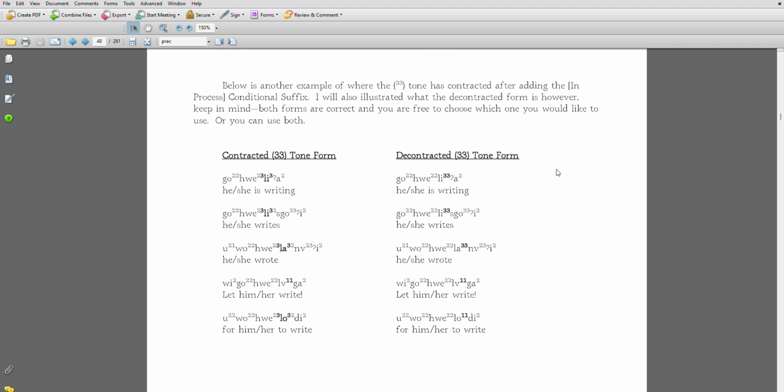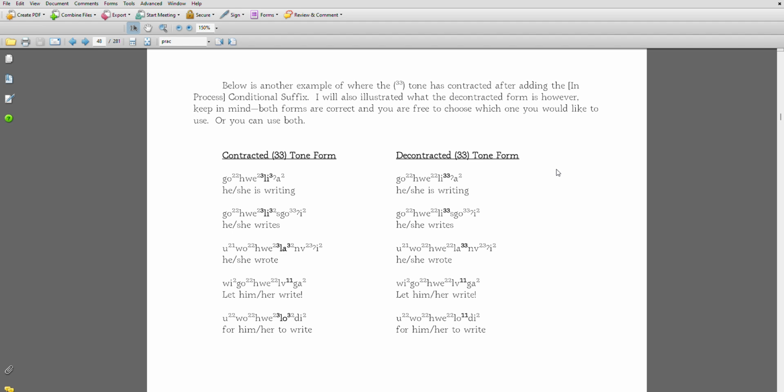Below is another example of where the 3-3 tone has contracted after adding the in-process conditional suffix. I will also illustrate what the decontracted form is. However, keep in mind, both forms are correct, and you are free to choose which one you would like to use, or you can use both. So, contracted form versus decontracted.